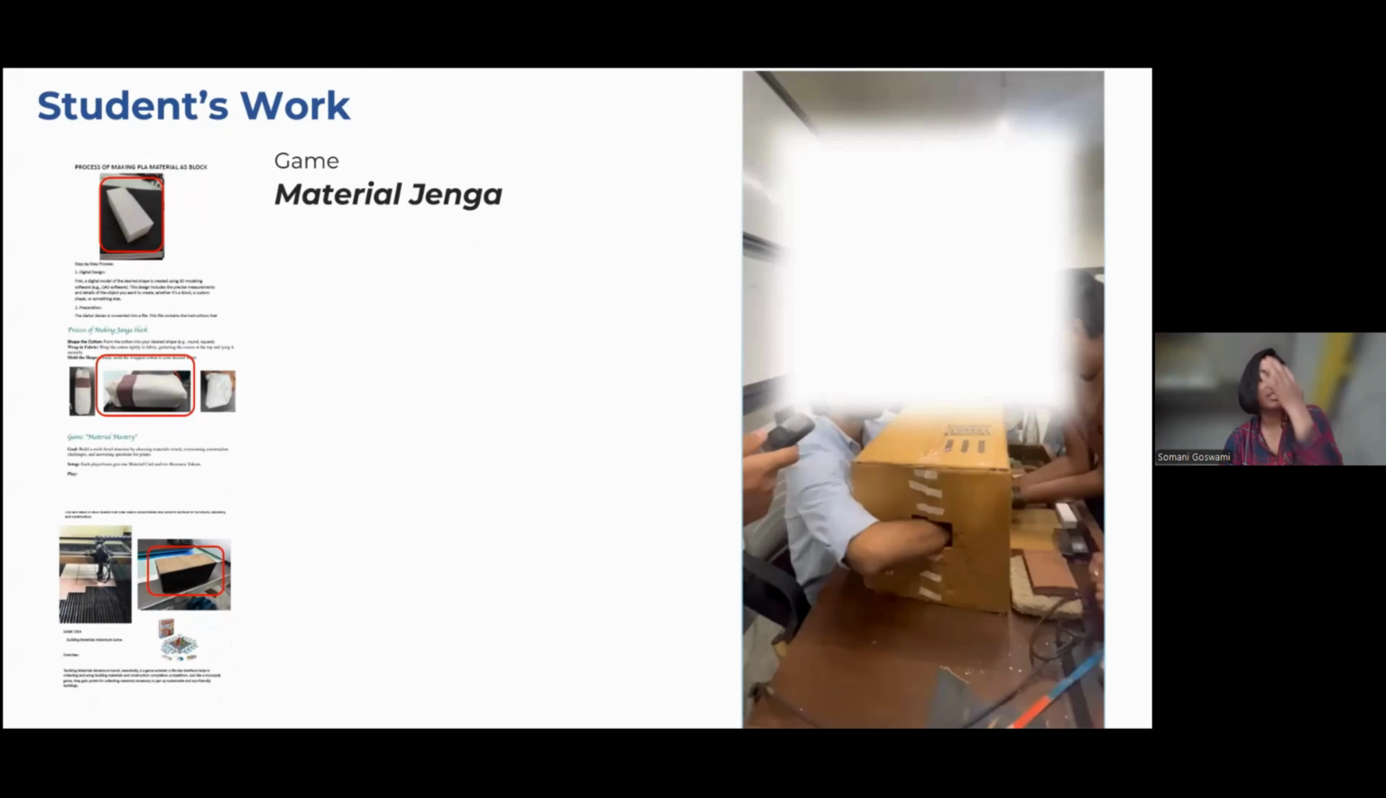So this was a material Jenga. They made different blocks of the same size, but with different materials. And then they also came up with a game called What's in the Box. There's a small clip which I'd like to show, which they themselves had recorded.